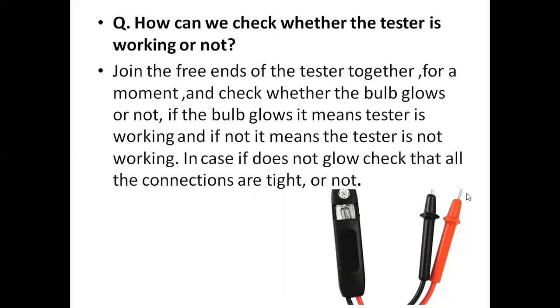Look here, it is just an example. If these two ends are joined, then what happens? For a moment, check whether the bulb glows. If the bulb glows when we join these two ends, it means the tester is working, and if not, it means the tester is not working. If the bulb does not glow, check whether all the connections are tight or not. So this is how. After that, we can use it to test the conductivity of liquids.